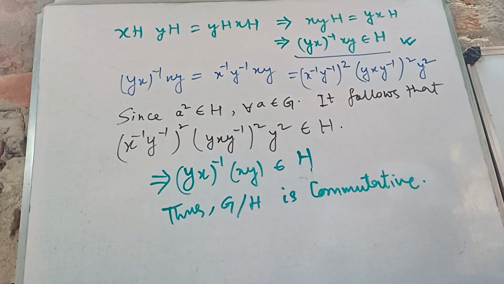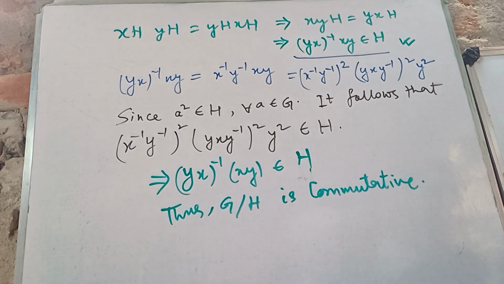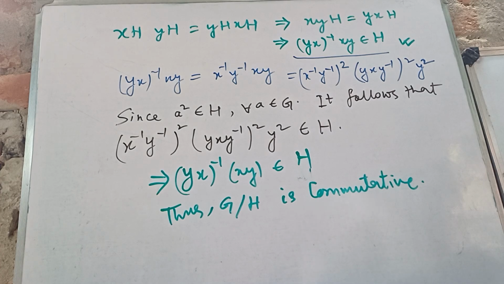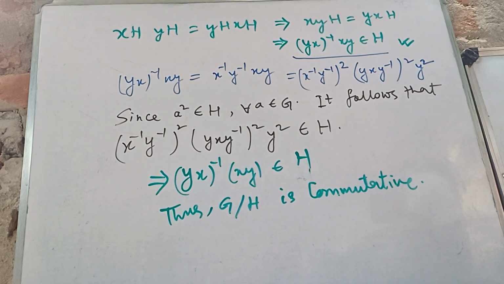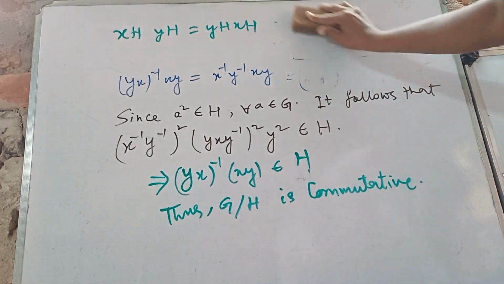Not a problem at all. G quotient H is commutative. Now we're going to discuss another problem. That means using this problem we can also solve another problem. We write this problem now.